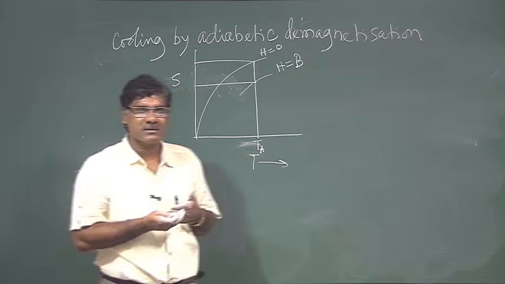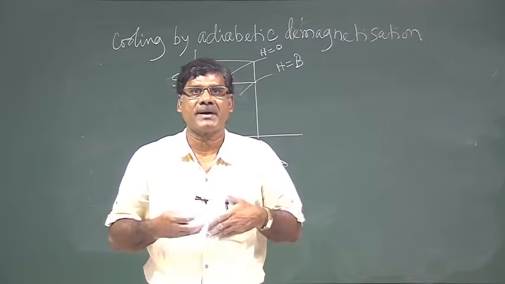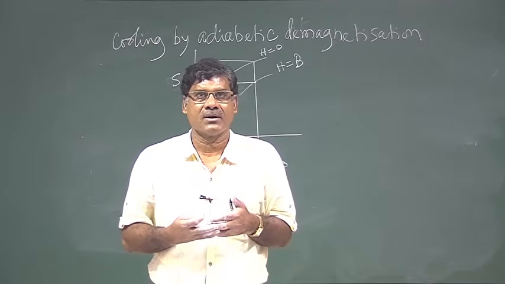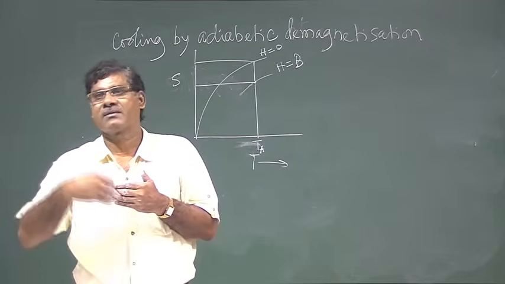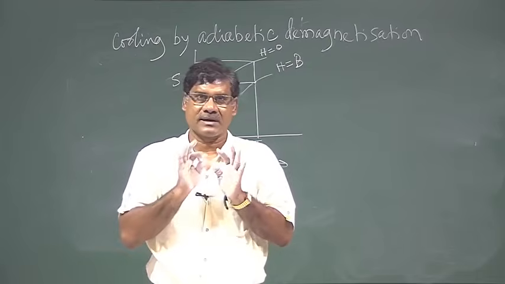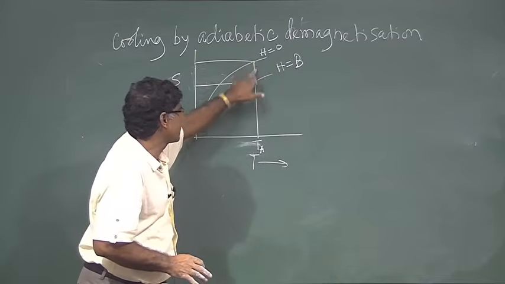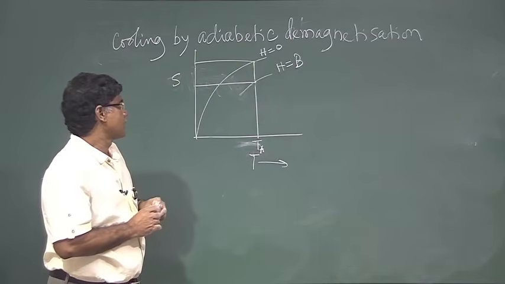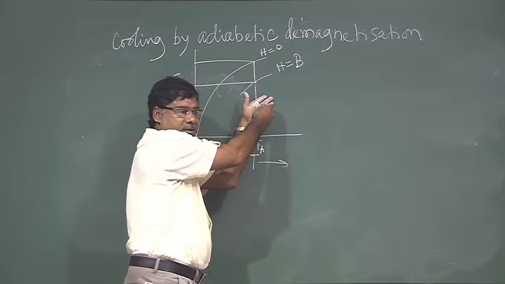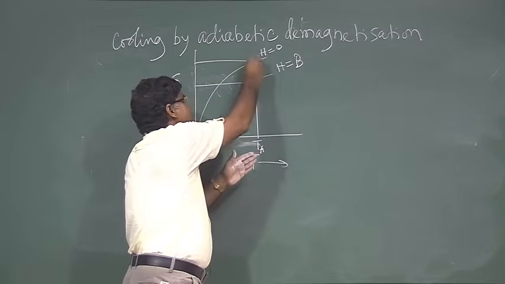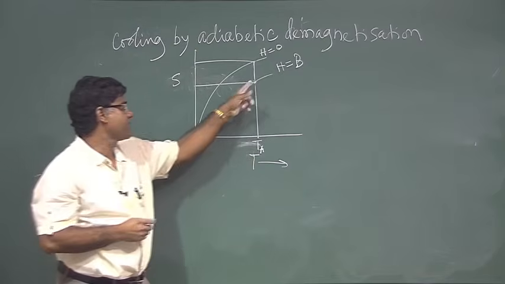So, this is for the isothermal case. In the adiabatic case, we do not allow thermal energy to go out from the system, so its temperature will change. For the isothermal case, we allow heat to go out or come in, so the temperature of the system will remain constant. So, this change is isothermal. I applied the magnetic field, the system becomes ordered, and at the same temperature the entropy will decrease.